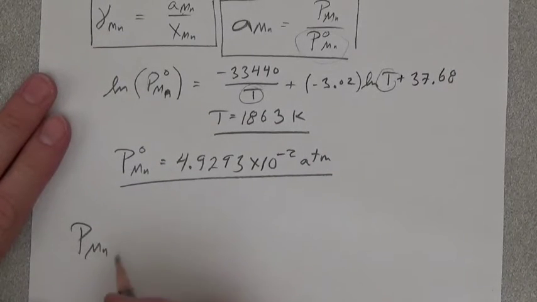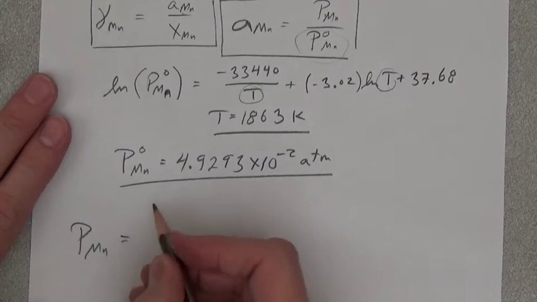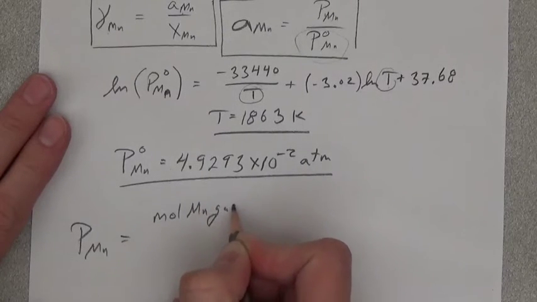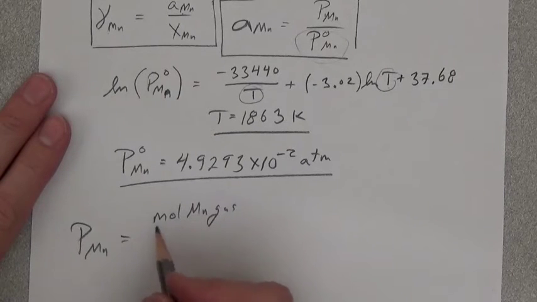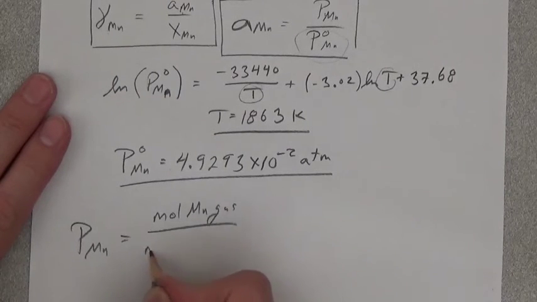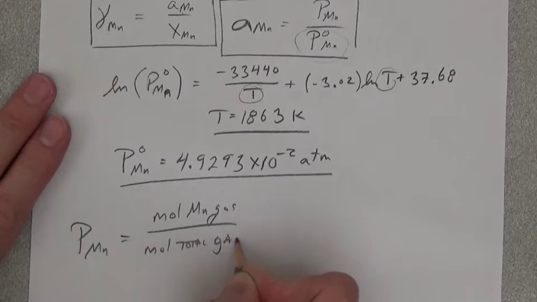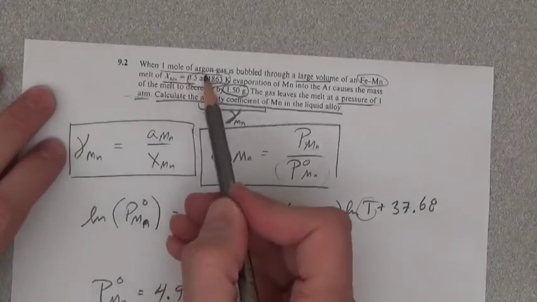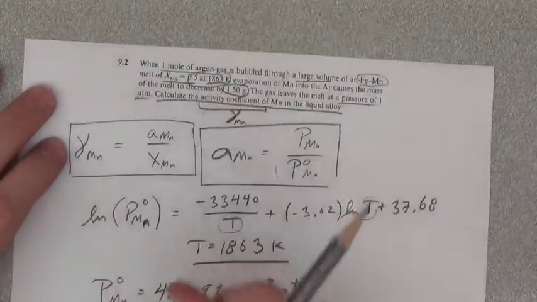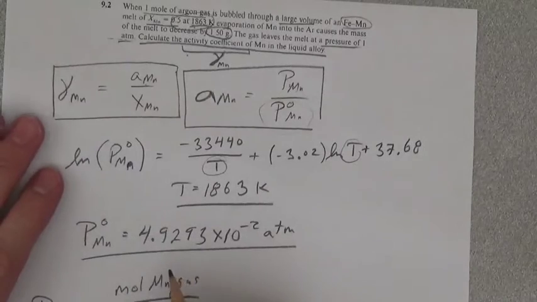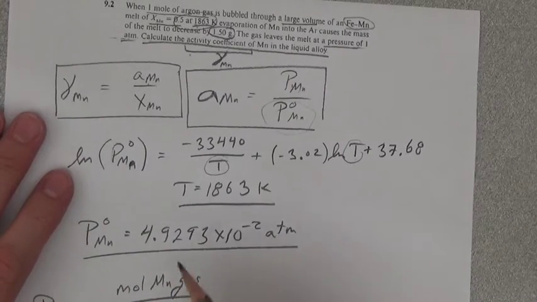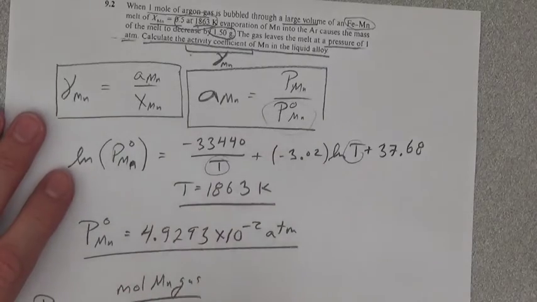And by definition, that's the mole of manganese gas over mole total gas. We're told that it's 1 mole of argon gas that's put through, and that gas has absorbed manganese.